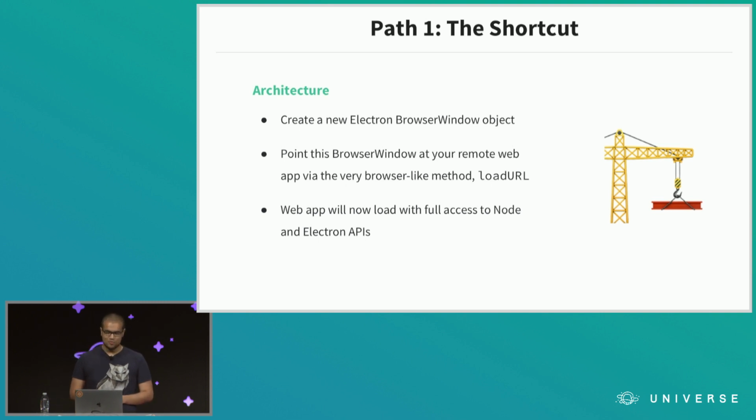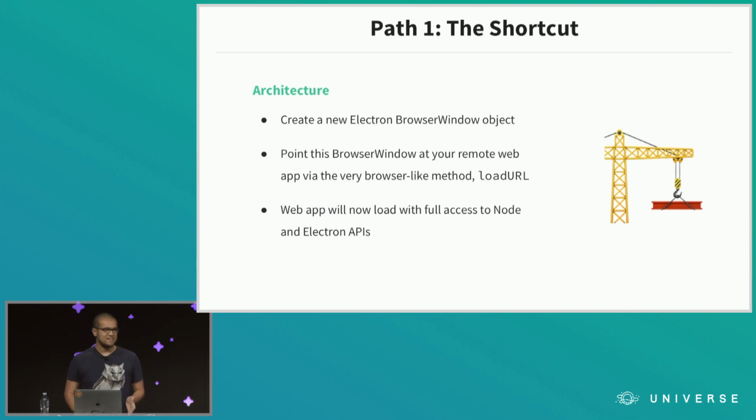Then your web app will load with full access to Node and Electron APIs. So in short, your web page will be super powered. And you can do things like require Node modules, use any number of Node built-ins, like access the file system. And this seems very promising. All of a sudden, your web app will be able to have native desktop powers.